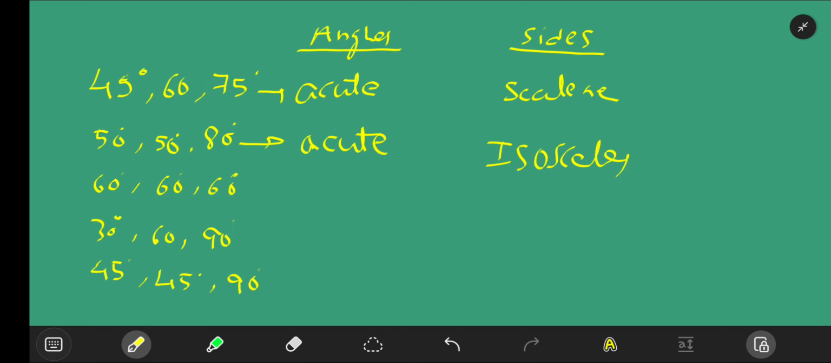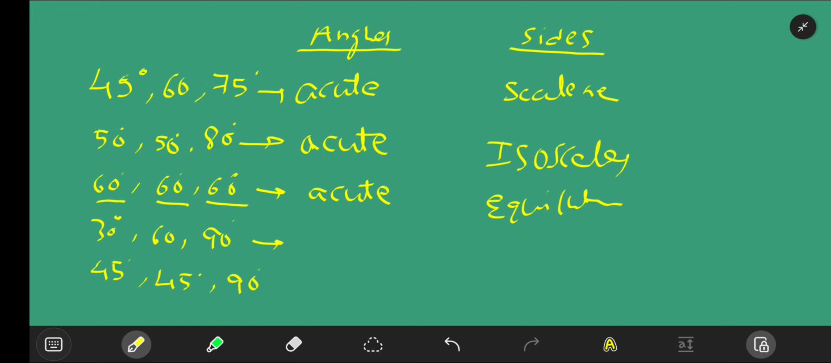Now here if you see 60 degrees, 60 degrees, 60 degrees. Three angles are less than 90 degrees, so based on angles, it is an acute angle triangle. Based on sides, three angles are equal and equal to 60 degrees, so the triangle is equilateral triangle. It is equilateral triangle.